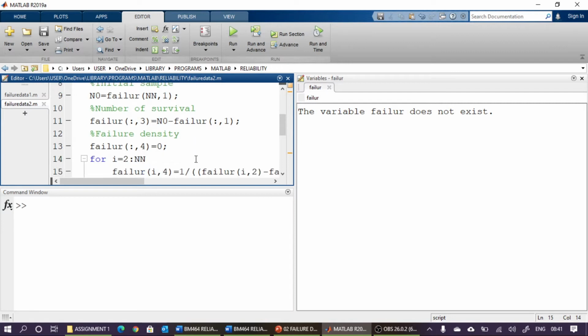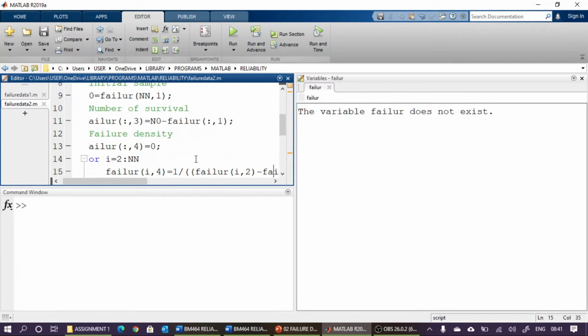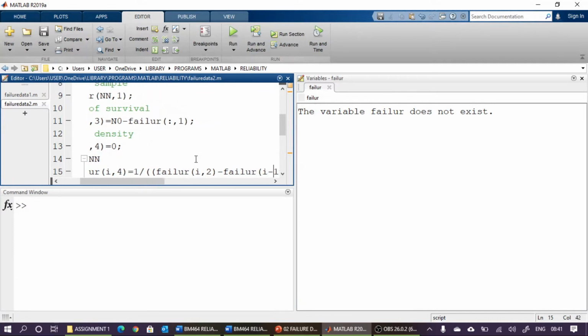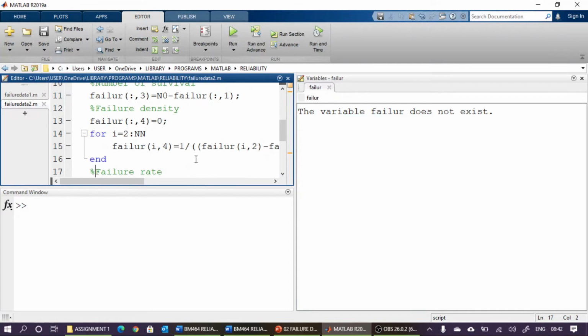In order to calculate failure density, here f is 1, because we are noting the failure time of each component. From one failure time to another, the number of components failed is only 1. So 1 divided by delta T, which is the current time minus the previous time, into the initial population, which is fixed. So this is the failure density.